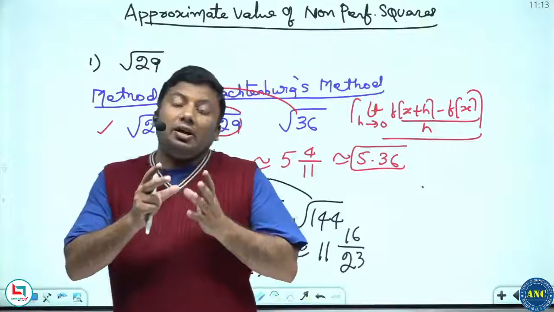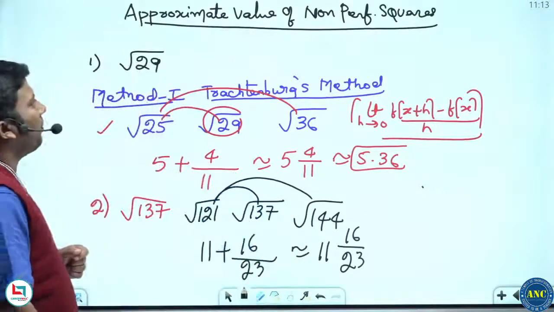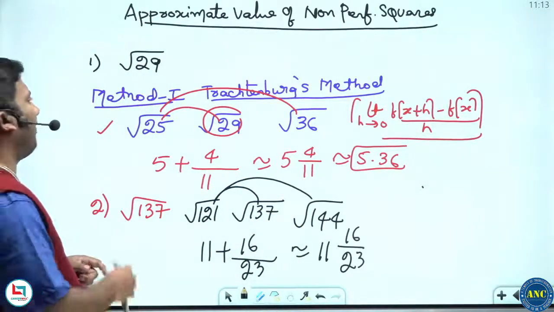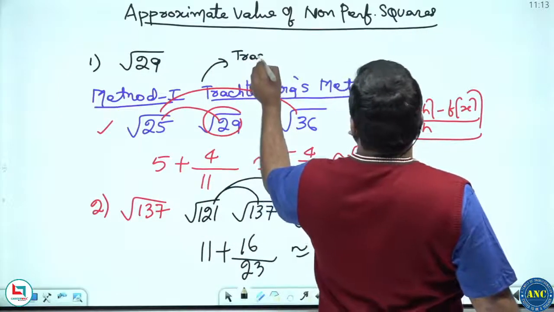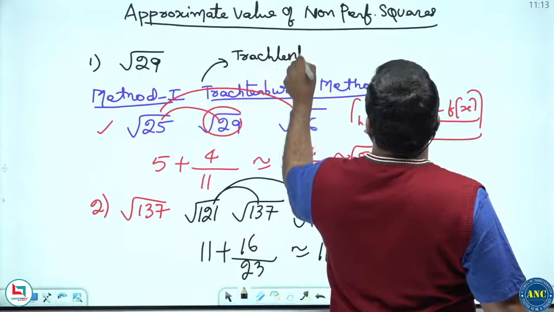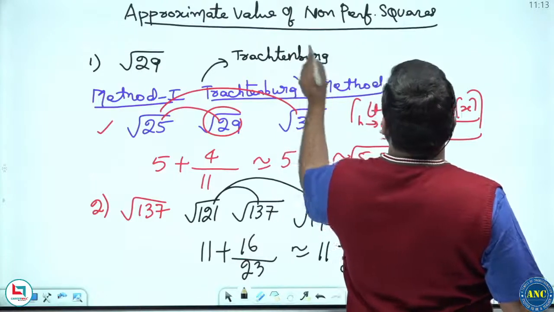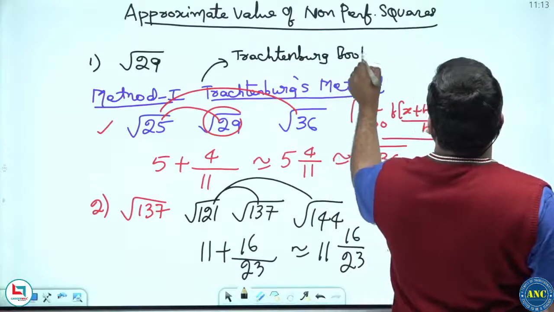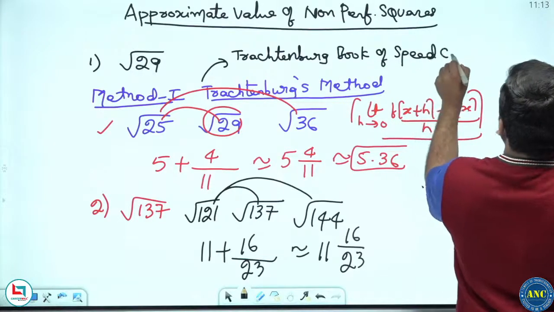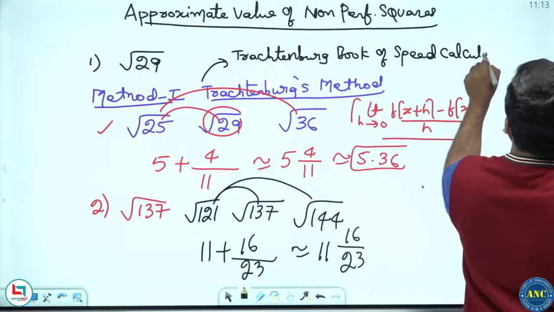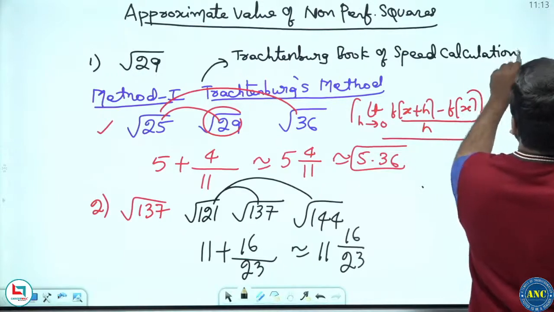This is Trachtenberg's way of finding the approximate value of a non-perfect square. The source is the Trachtenberg Book of Speed Calculation. You will easily get the PDF in Google for the concept we are discussing.